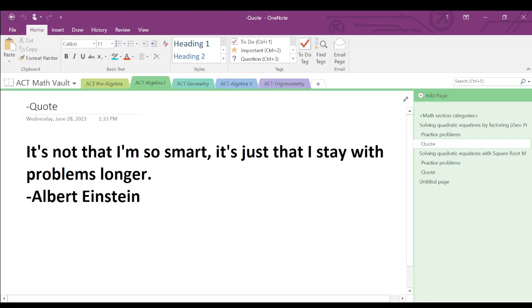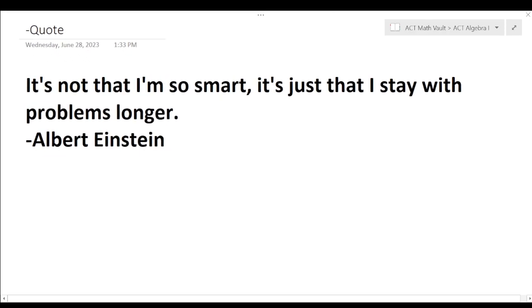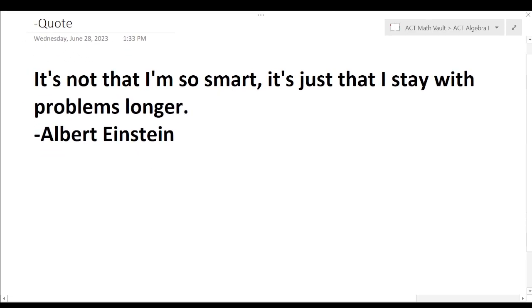All right, how about a quote to keep you going? This is from Einstein. I really like this. It's not that I'm so smart, it's just that I stay with problems longer, he says. And I think there's that growth mindset again.